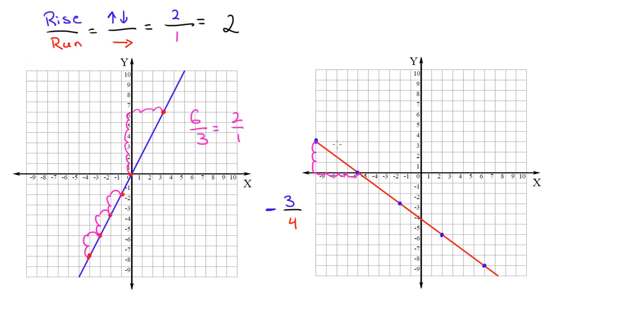And we could check again. We go down 3, and to the right 4. And again, down 3, and to the right 4. And one more time, down 3, and to the right 4. So we see that the slope of this line here is negative 3/4.